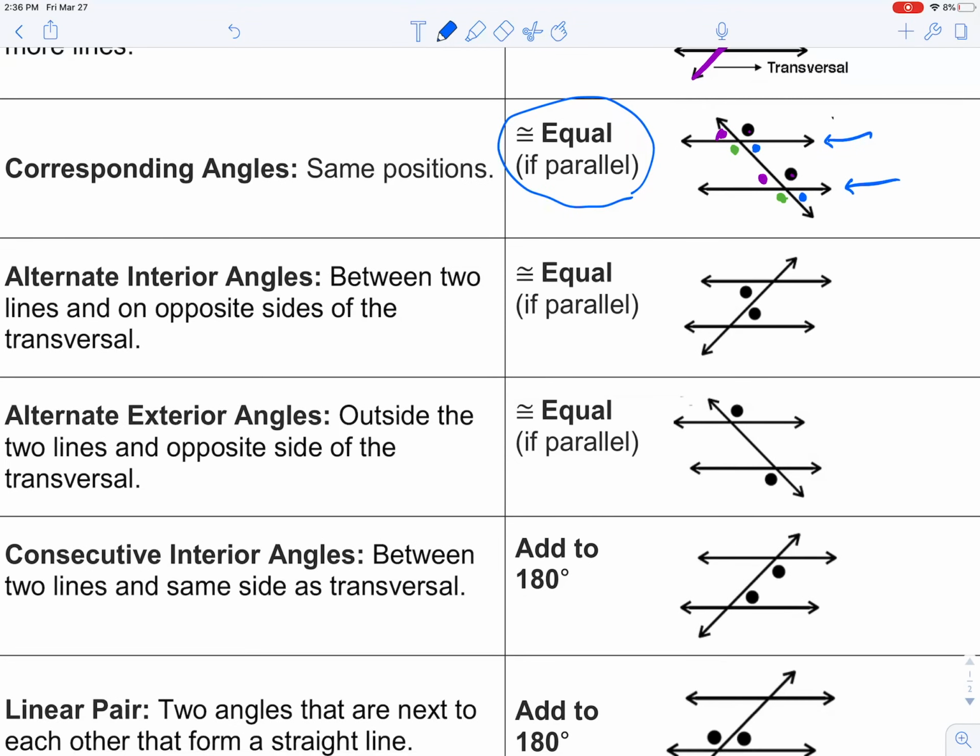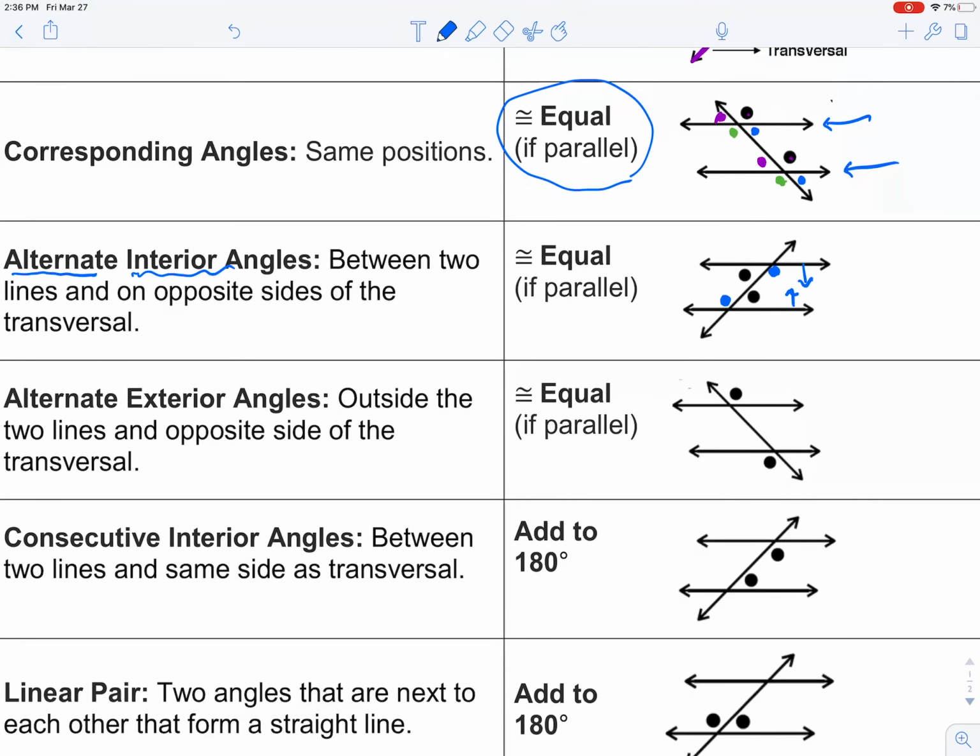The next one, alternate interior angles. Those two are also equal if the lines are parallel, and as you can see, the two black dots is an example, and then these two blue dots that I'm coloring in here, that is another example. Really, the word alternate means on the opposite side of the transversal. And the word interior, you can think of like inside those two parallel lines. So again, opposite sides of the transversal and inside the parallel lines.